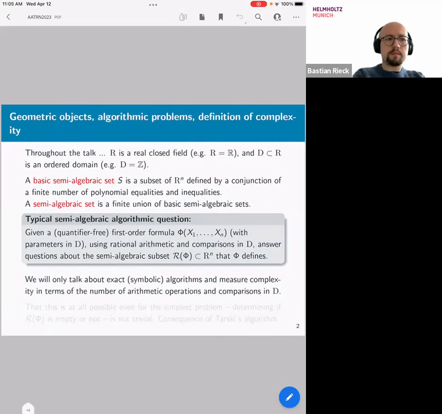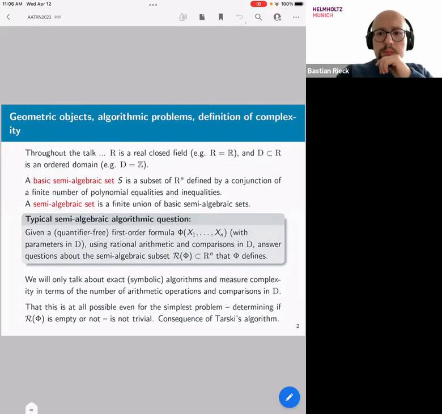And in this talk, we'll only talk about exact symbolic algorithms, and by complexity, which I will define in a more precise way a little bit later, it will measure the number of arithmetic operations and comparisons in this domain D. Now, that this is at all possible, even for the simplest problem, for example, just determining if a system of polynomial equations and inequations in n variables has a real solution, meaning whether R of phi is empty or not.